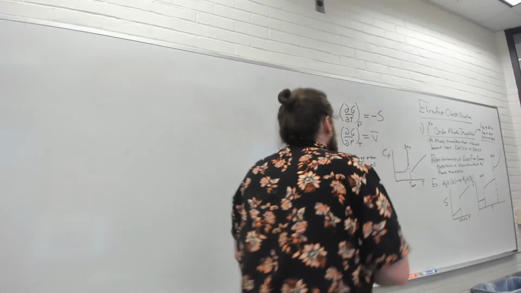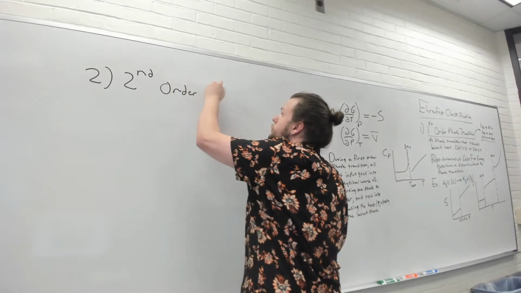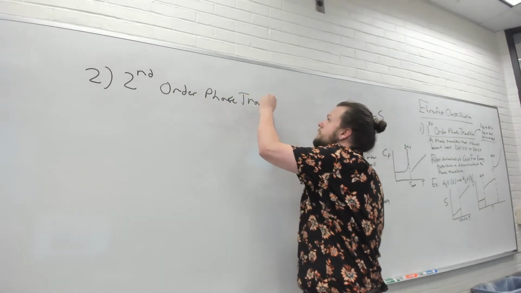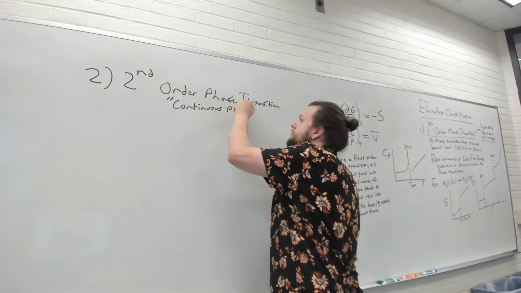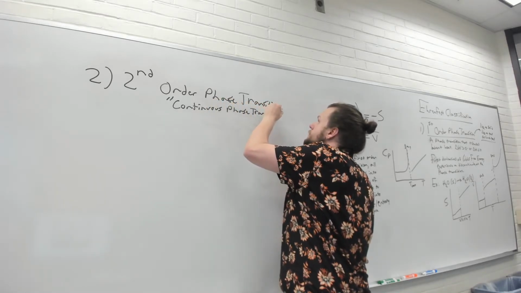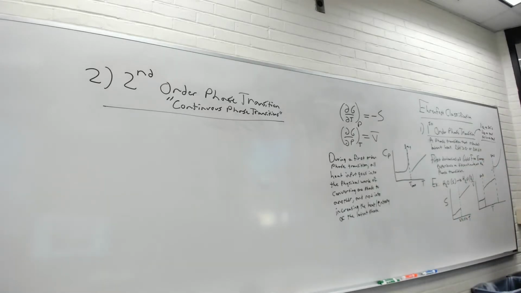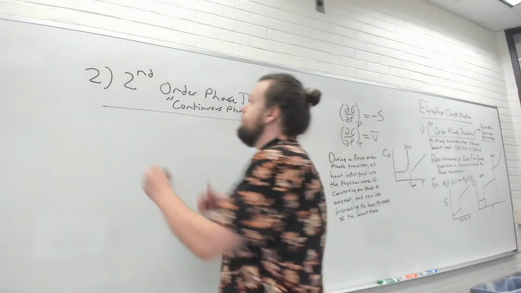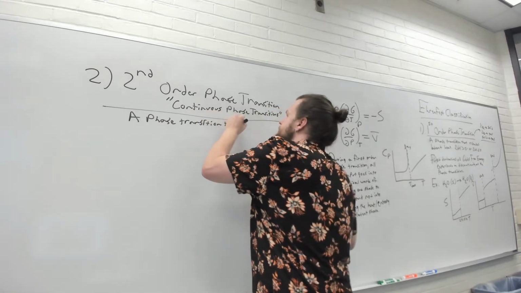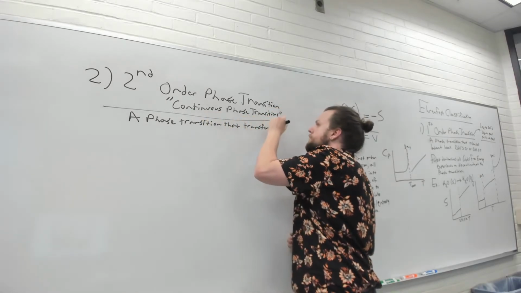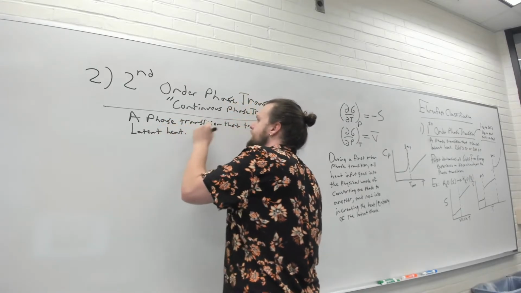So there's another classification, not surprisingly, called a second order phase transition. These are more commonly called continuous phase transitions, of which there are many. But a second order phase transition is a phase transition that transfers no latent heat. So delta H is equal to 0.